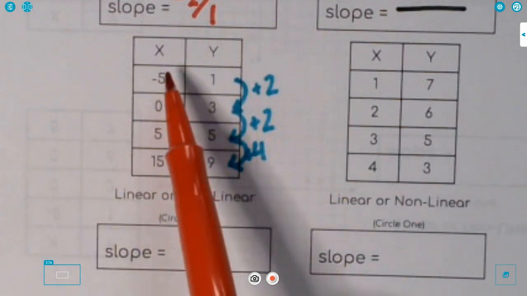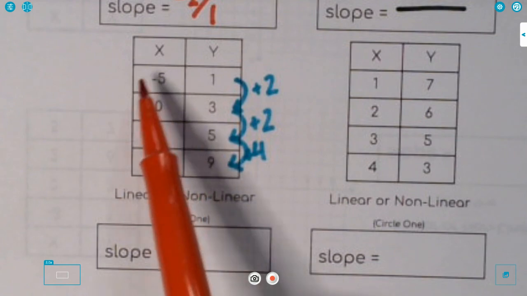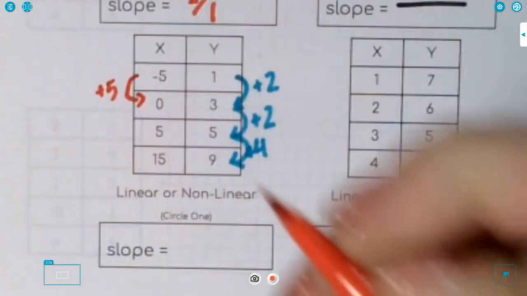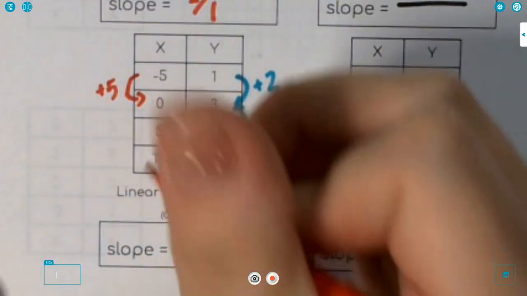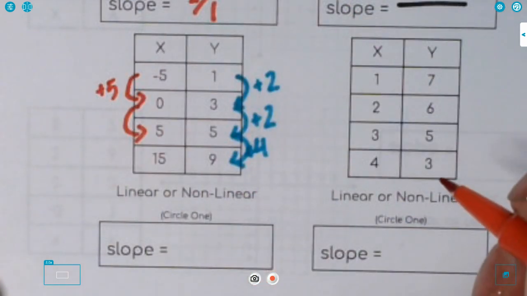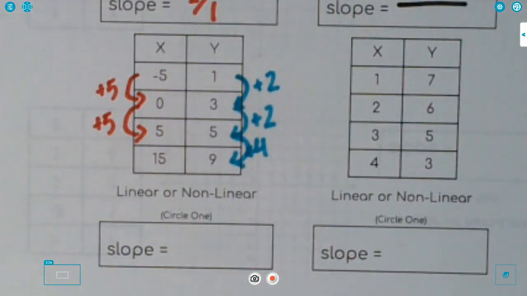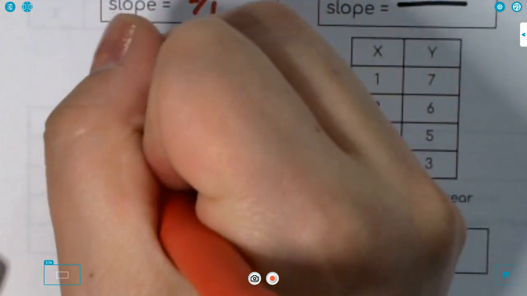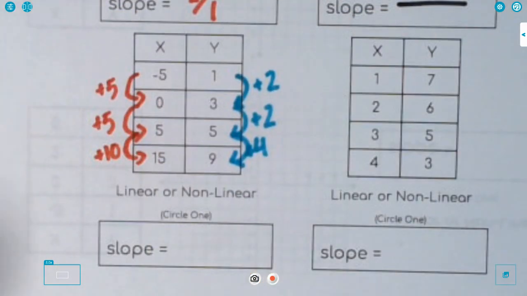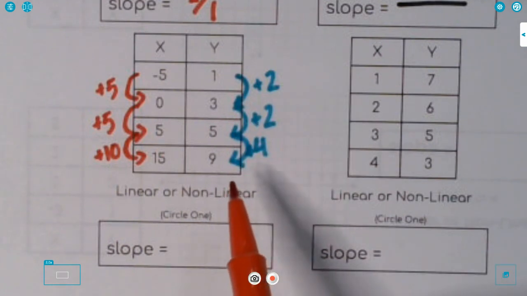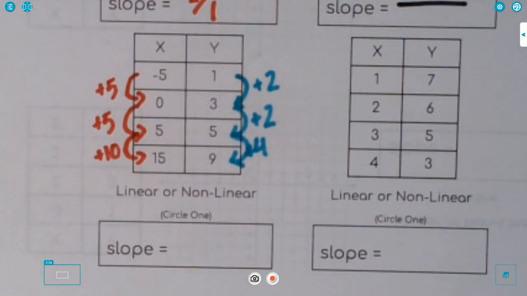Okay. So looking at our x's now, to get from -5 to 0, I have to add 5. To get from 0 to 5, I also need to add 5. And then to get from 5 to 15, how much do I add? 10. Okay. So this one, my changes aren't the same, but I need to compare them and see if they mean the same thing.